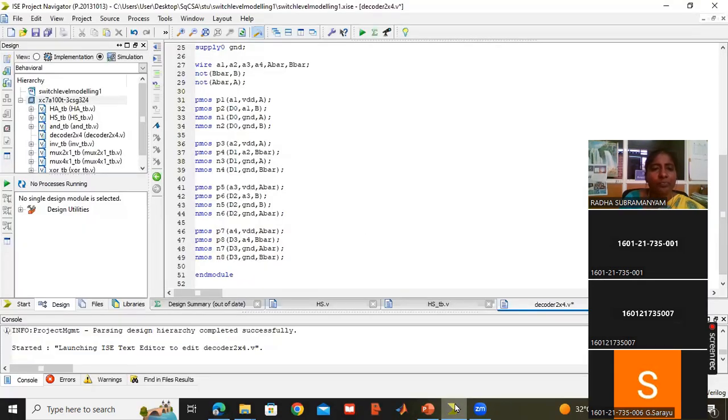You see the coding. First I have used PMOS 1, 2, NMOS 1, 2. This is for the D0 output. Then PMOS 3, 4, NMOS 3, 4. This is for the D1 output. Then PMOS 5, 6, NMOS 5, 6 for the D2 output. And PMOS 7, 8 and NMOS 7, 8 for the D3 output.